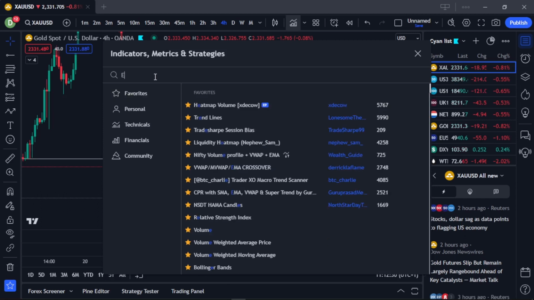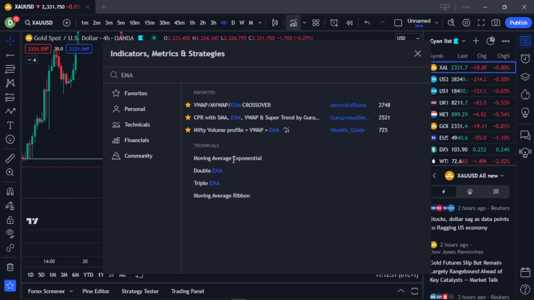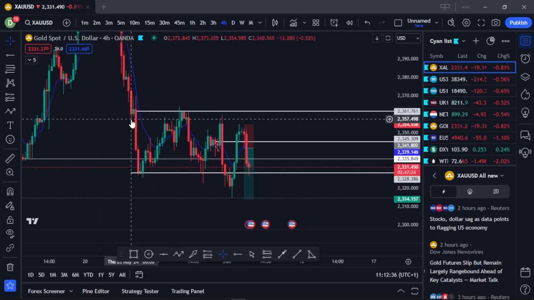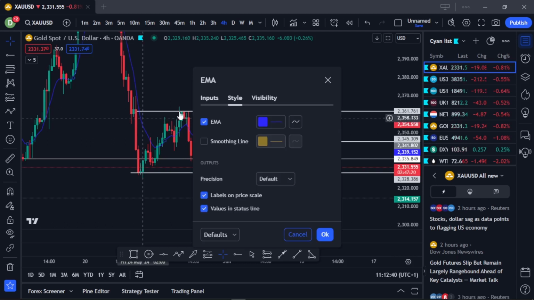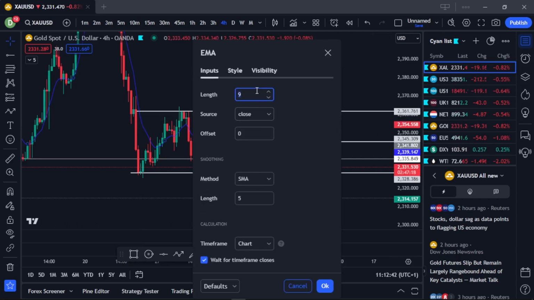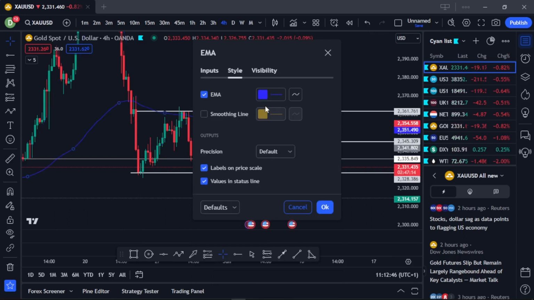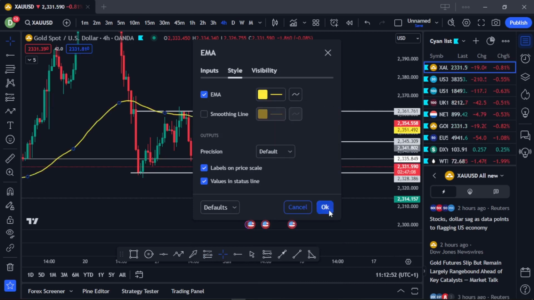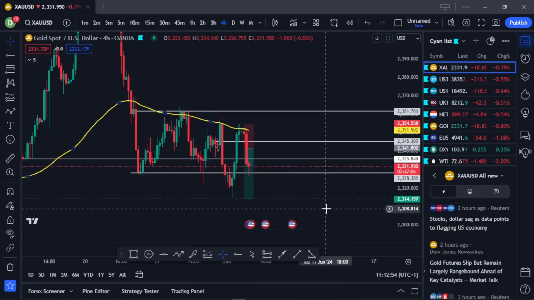Let me just search for it. So the only thing I'll add in this sort of scenario is just the moving average. When I add a moving average, I'll set it to a 100-day moving average. Yeah, I always prefer the 100. The length should be 100. Then I just give it a better size, and I give it yellow color because I'm using a black background. This is simply what I look at when I'm trading gold and US oil.